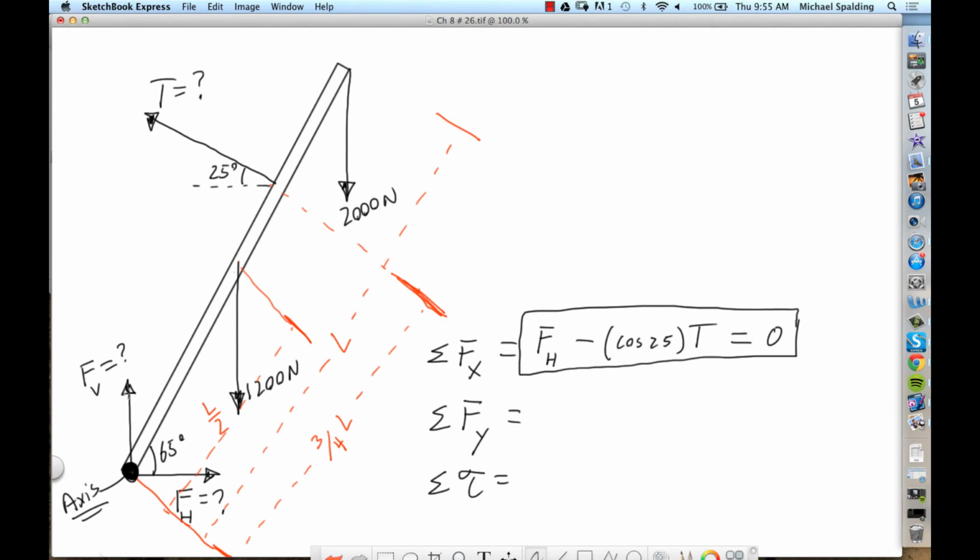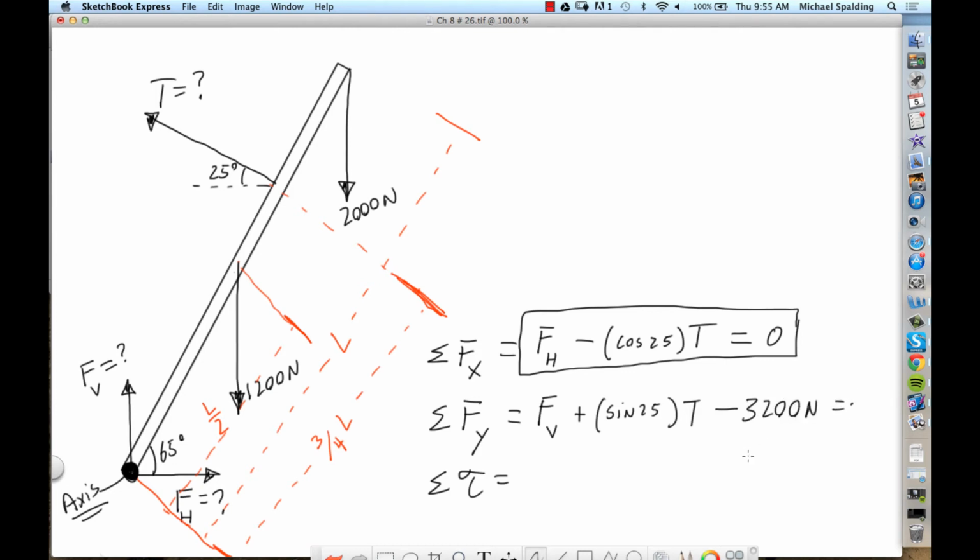Okay, in the Y direction, we have 4 forces. We have 1, the Y component of tension, 2, and then 3, 4, right? There's 4 vertical forces. So here we go. This is going to be force vertical plus sine 25t. That's the Y component of tension. Then minus, let's just add these together, right? 2,000 and 1,200 both point down. Just add them together, 3,200.